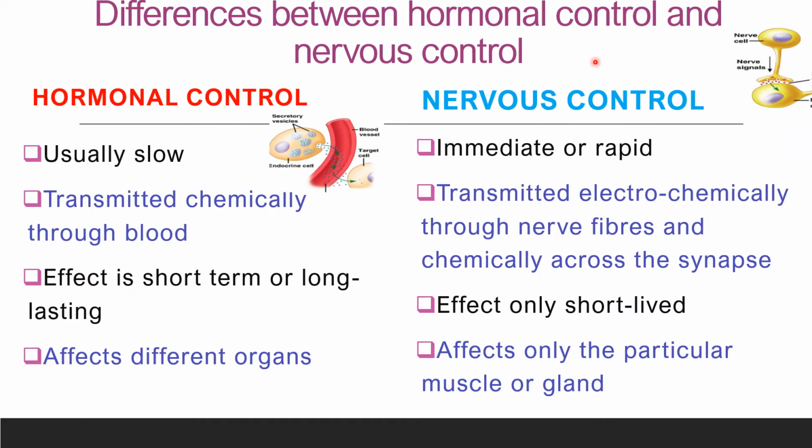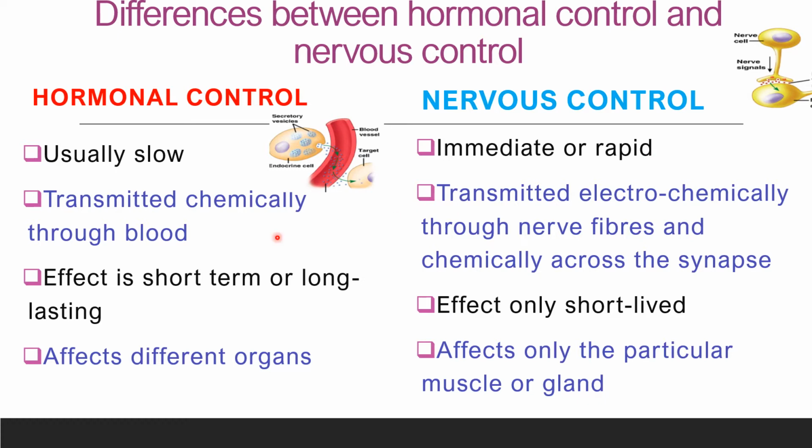What are the differences between hormonal control and nervous control? You know that all the activities are controlled by the nervous system as well as chemical regulators called hormones. How do they differ from one another? First point: hormonal control is usually slow, but nervous control is immediate or rapid. You learned that reflex action is very fast, immediate or rapid.